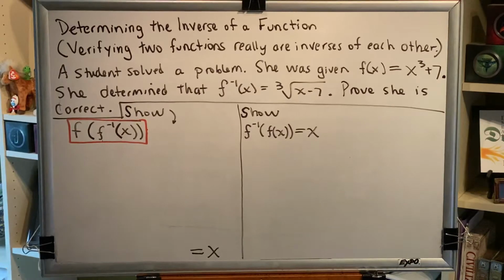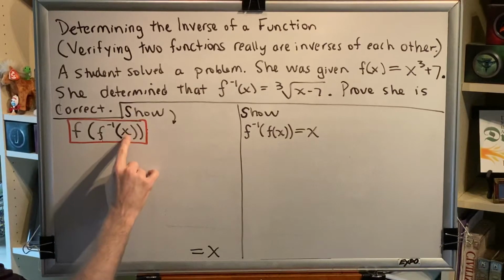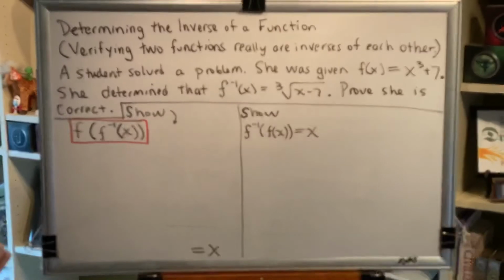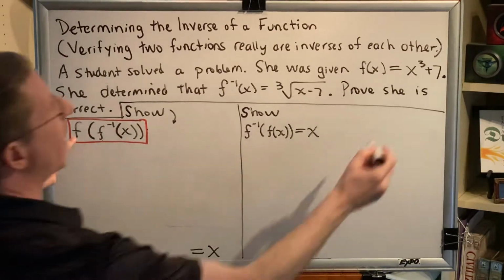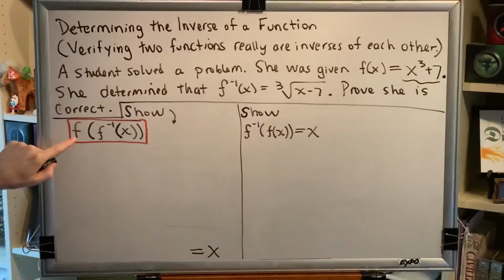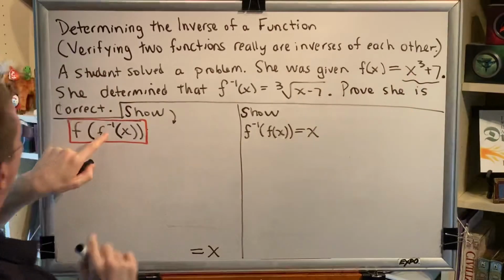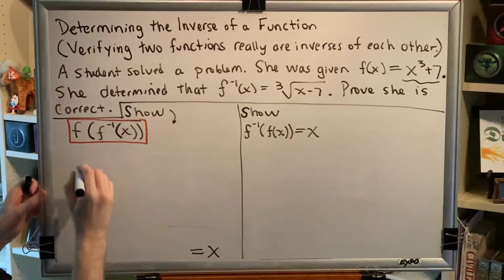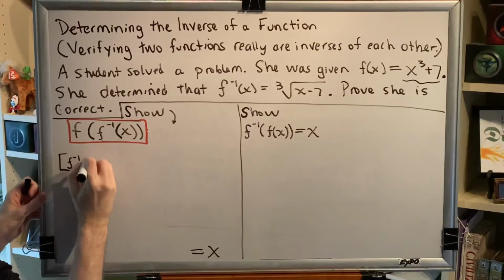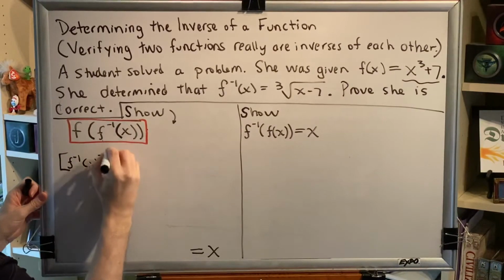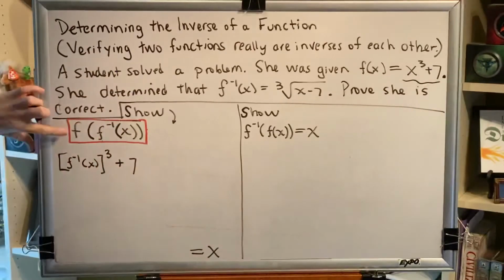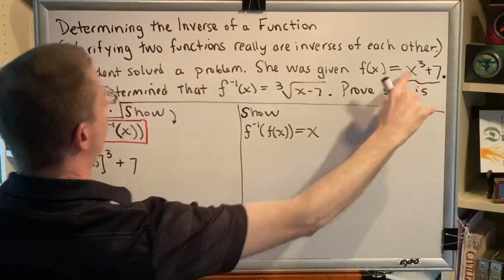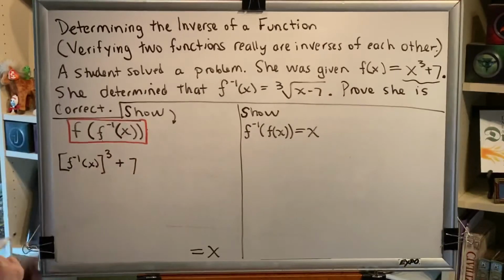Clearly, we are composing two functions together, and because our innermost item here is a variable, we work from the outside in. So that means we start with function f, and specifically the right-hand side of function f. But every time we see x, we put f inverse of x instead. So we get f inverse of x cubed plus 7. That's the right-hand side of the function f, but in place of x, I put f inverse of x.